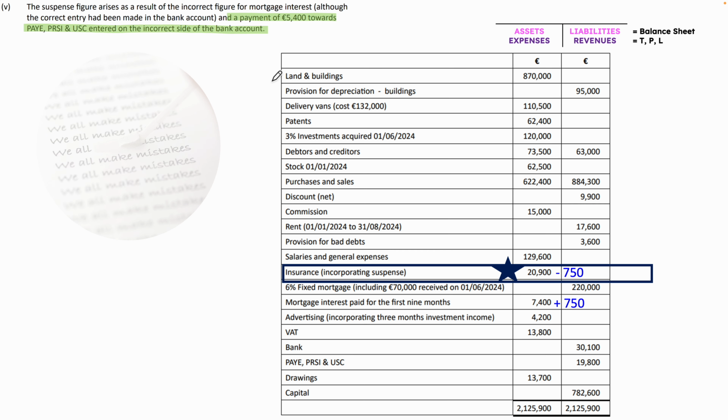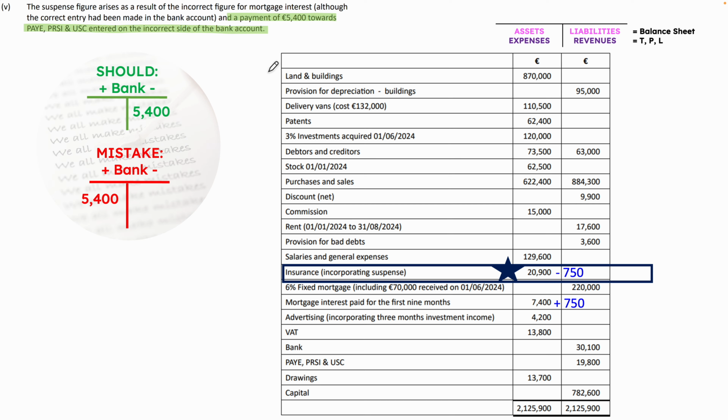Okay, so what should have happened here? If we made a payment towards PAYE, PRSI and USC, that would be money coming out of our bank. So that's what should have happened. We should have credited the bank. We should have put 5,400 on the right hand side of the bank.